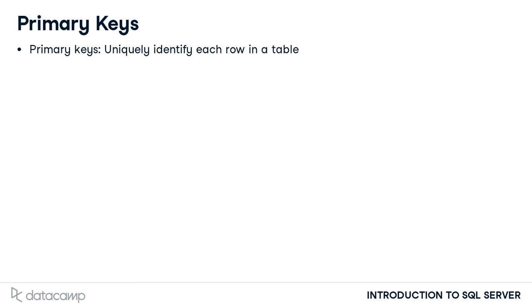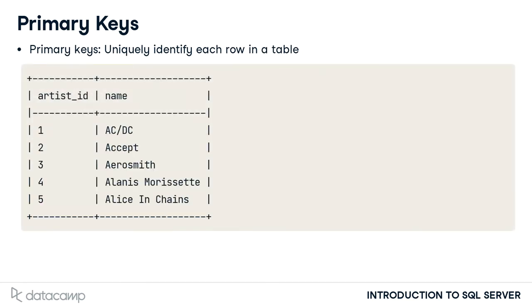A primary key is a column that is used to uniquely identify each row in a table. This uniqueness can be achieved by using a sequential integer as an identity column, or sometimes existing columns naturally contain unique values and they can be used. Here we can see the first few rows from the artist table. It has two columns, artist ID and name. The artist ID column acts as the primary key for this table. It is an integer column and each value is different.